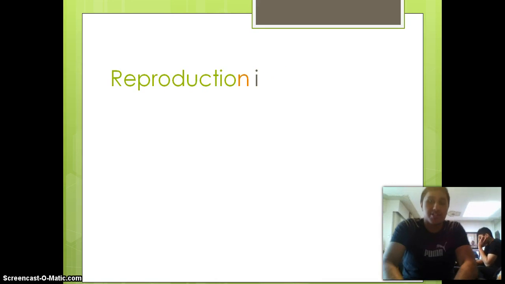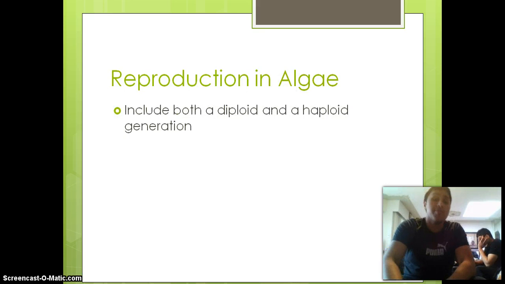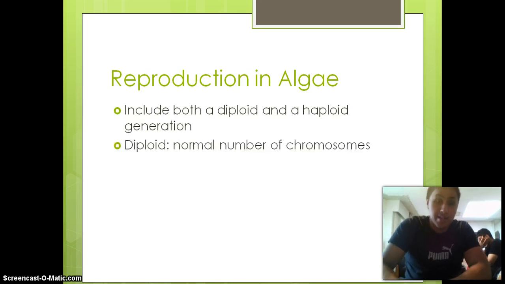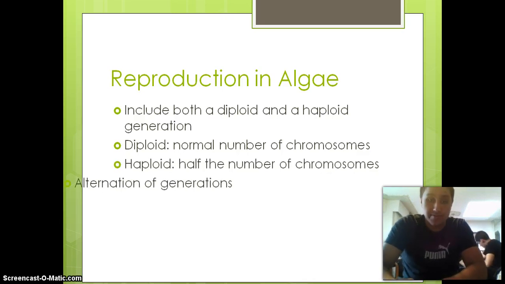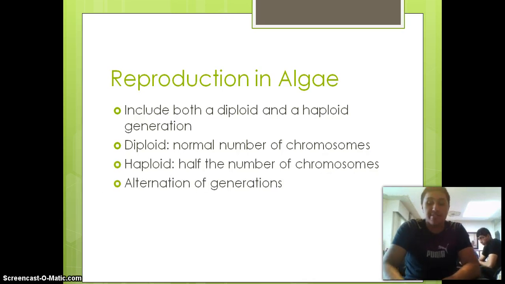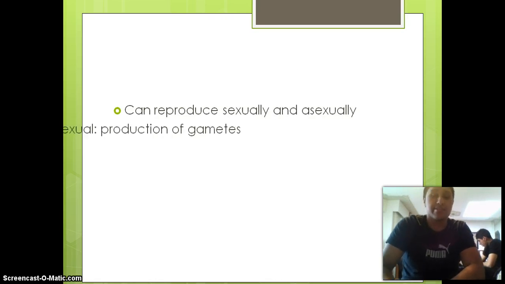Reproduction in algae. Reproduction in algae includes both a diploid and a haploid generation. Diploid means a normal number of chromosomes, while haploid means half the number of normal chromosomes. They go through alternation of generations. They can reproduce sexually and asexually.